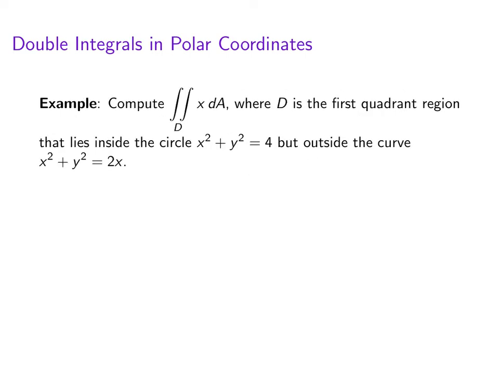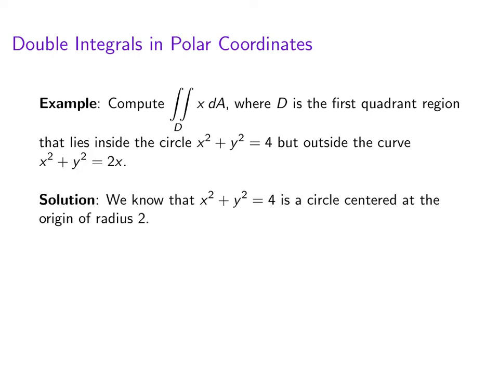So let's evaluate the double integral of x over the region D. Now D is going to be the first quadrant region that lies inside the circle x squared plus y squared equals 4, but outside the curve x squared plus y squared equals 2x. Now we know all about x squared plus y squared equals 4. It's a circle, centered at the origin, radius 2. Let's try to figure out what x squared plus y squared equals 2x looks like.